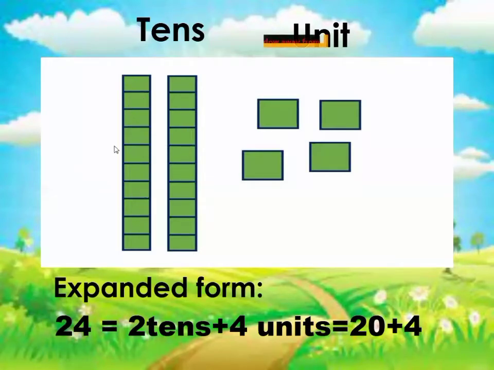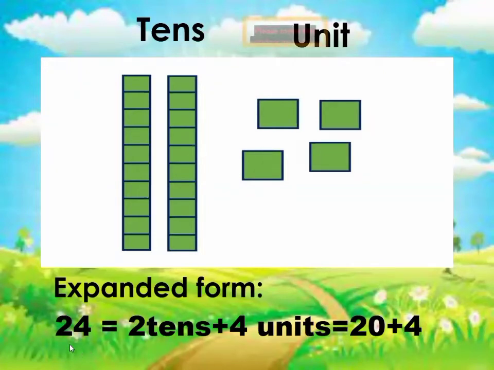So how many blocks of 10 are there? There are only 2 blocks of 10. So we write here 2 tens plus 4 units, because there are 4 small blocks. So this number shows 24. 2 tens plus 4 units.